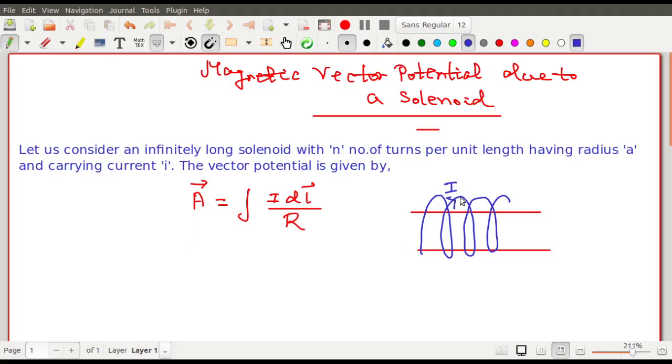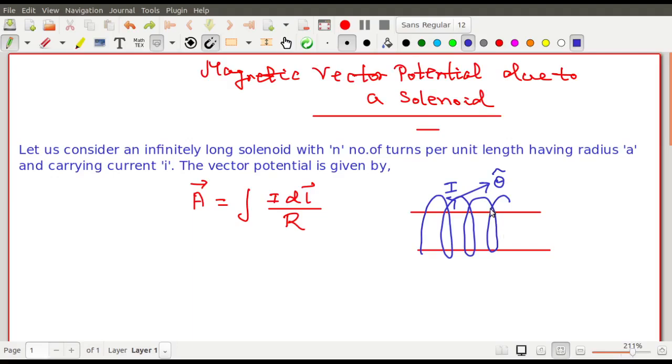And what is the unit vector along the direction of the current? Definitely it is the theta cap unit vector, because whatever is circulating, that is the theta cap. Rho cap, it is the direction of what? From the center along the radius. So rho cap is along the radius, and theta cap is along the circumference of the curve. And z cap is perpendicular to the plane of the curve.